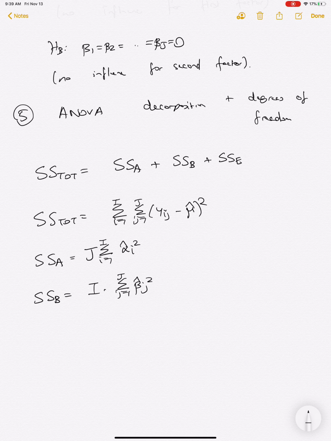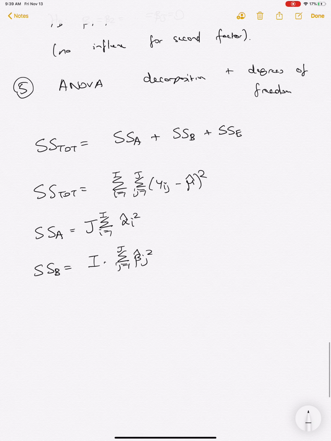So again, this doesn't look too different. And then the SS error, which is equal to, okay, so that essentially is just the overall error when you subtract off the estimates for your model. So alpha hat i, beta hat j, and mu hat, squared.